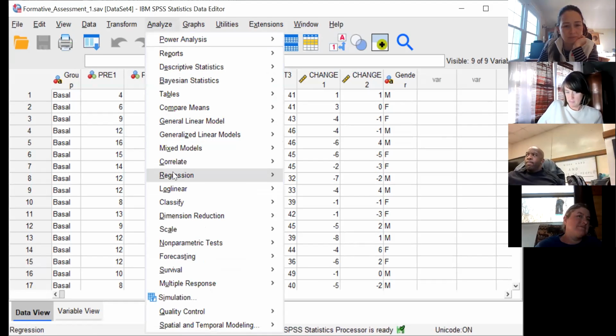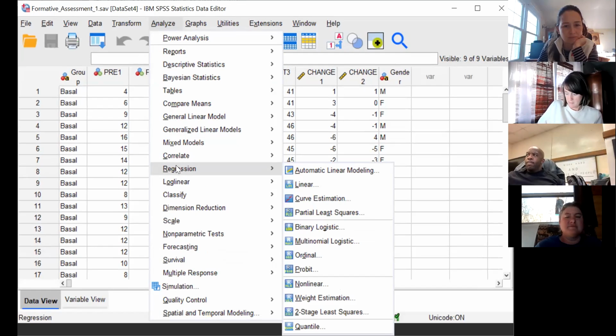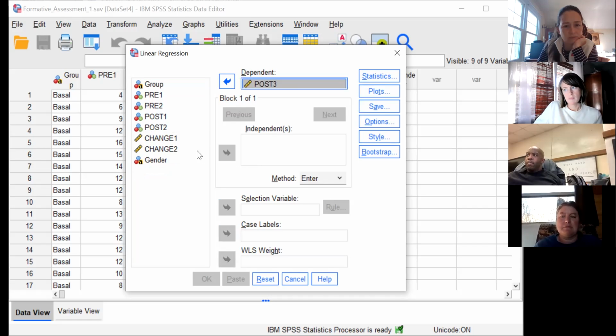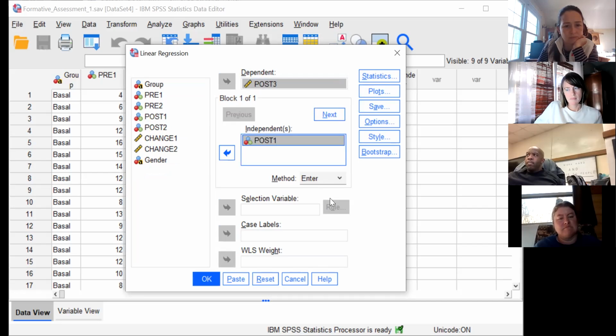One of my options is regression. I'm doing what's called linear regression, which is the second option down. I want to predict, it has a dependent variable. I'm going to say I want to predict post three. That's my dependent variable. And I'm going to predict it based on post one. And okay.